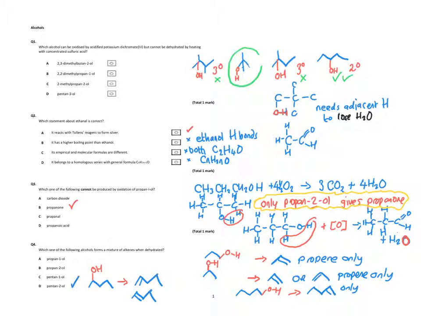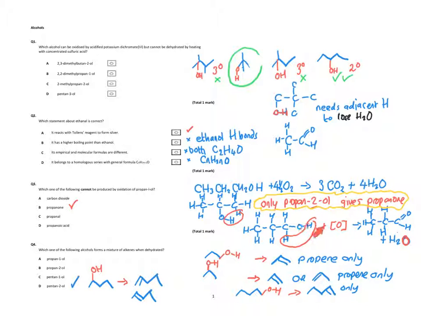Let's now move to question 3. Which one cannot be produced by the oxidation of propan-1-ol? Well, let's go through all the possibilities, even though it's glaringly obvious that it's going to be propanone. So first of all, if we look at the complete combustion of an alcohol, you certainly do get carbon dioxide.